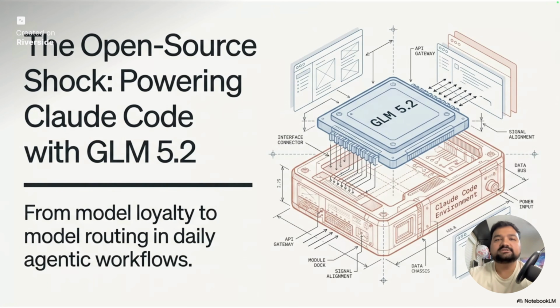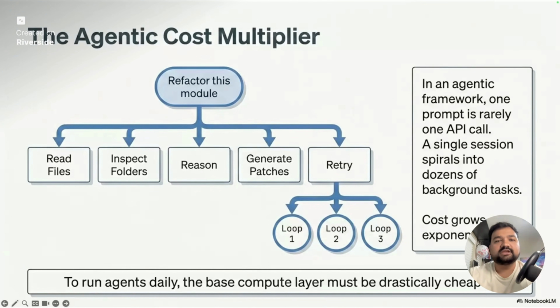we start asking which model should I use for this task, and GLM 5.2 becomes very interesting because it gives you a cheaper open model option for daily agentic workflows. Same steering wheel, different engine, and the easiest way to understand this is with a car example.